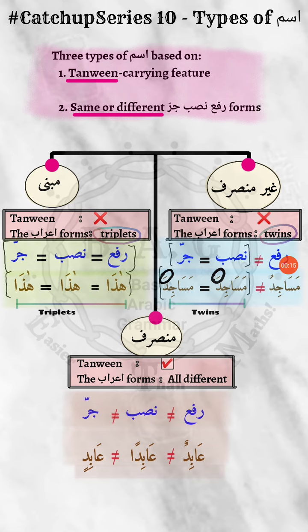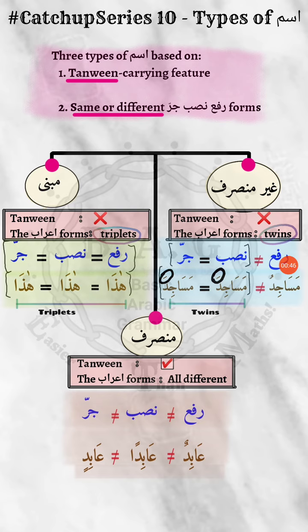Before moving on to the remaining three characteristics of an ism as we had discussed in the previous lesson, we first need to know about the types of ism. This division has been done on two features or two characteristics, and what those features are and how we can differentiate various isms on the basis of these two characteristics is what we are going to discuss in this lesson, inshallah. So without further ado, let's dive right into it.